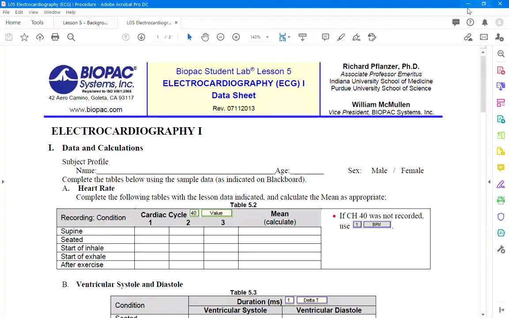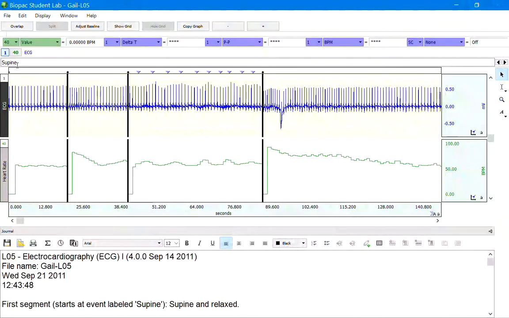Okay, let's go back to our Biopac data. Now, let me point you to all of the components of what we're looking at. This dot that's clicked indicates that all of this data right here is supine data. If I click on this dot right here, this tells me that all of this data is seated data. If I click on this dot here, this tells me that all of this data is our deep breathing data. And if I click on this dot here, this would be everything post-exercise.